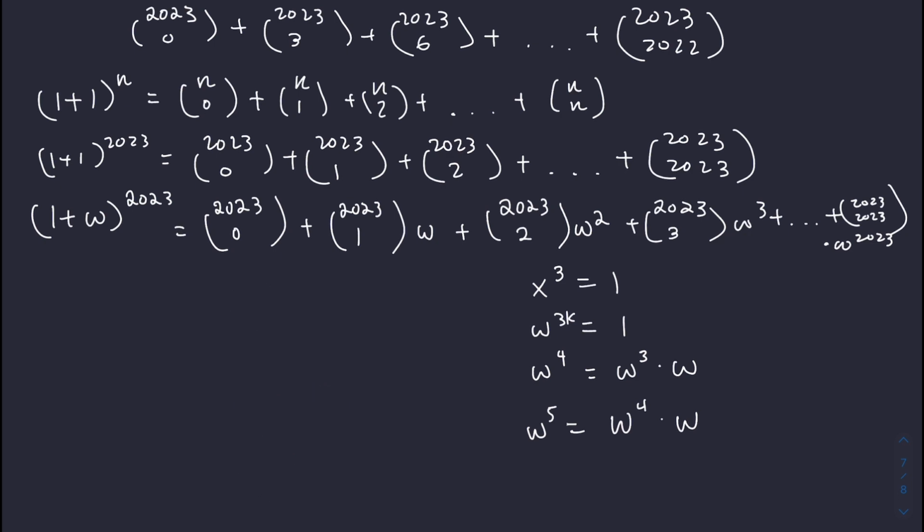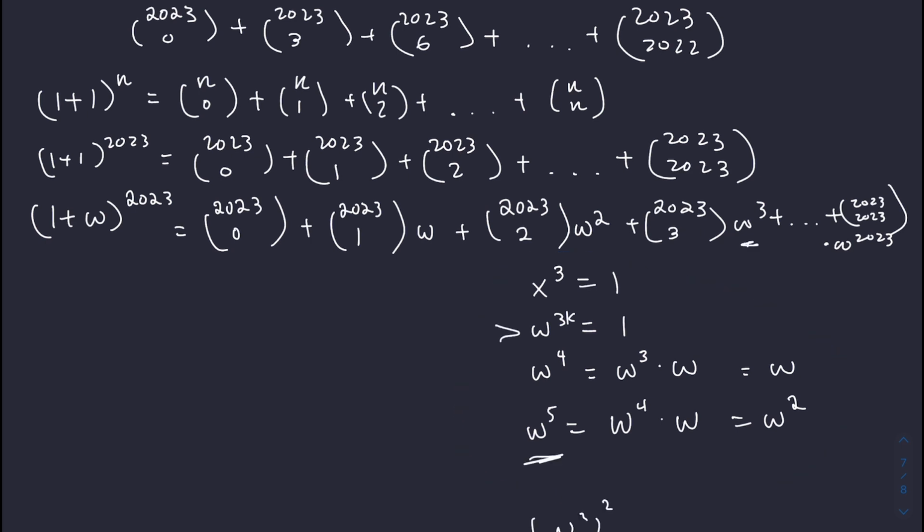Whenever the exponent is congruent to 0 mod 3, we'll be given 1. When it has a remainder of 1 when divided by 3, like the exponent 4 here, we're going to end up back at omega. And when we have a remainder of 2 mod 3 in the exponent, we will end up at omega squared. So now this can help us simplify this crazy looking term.